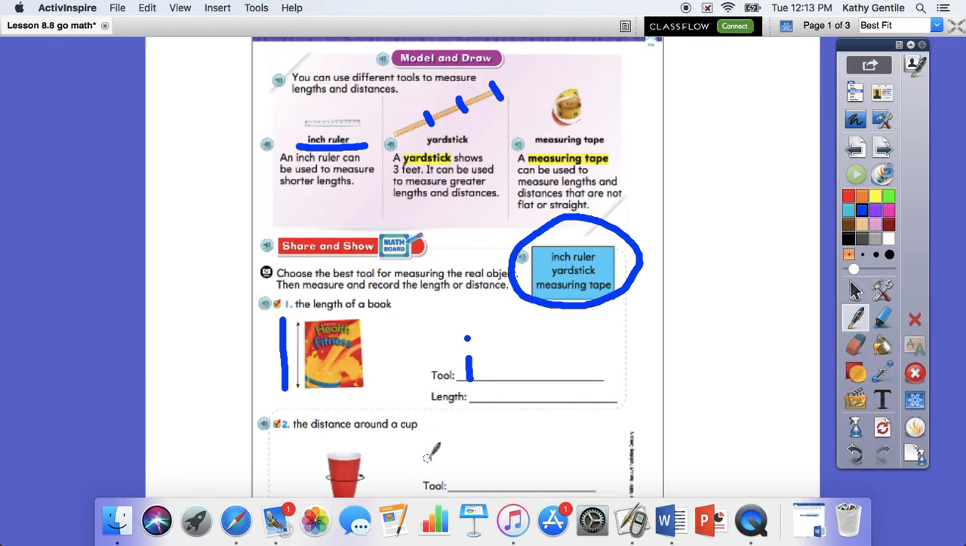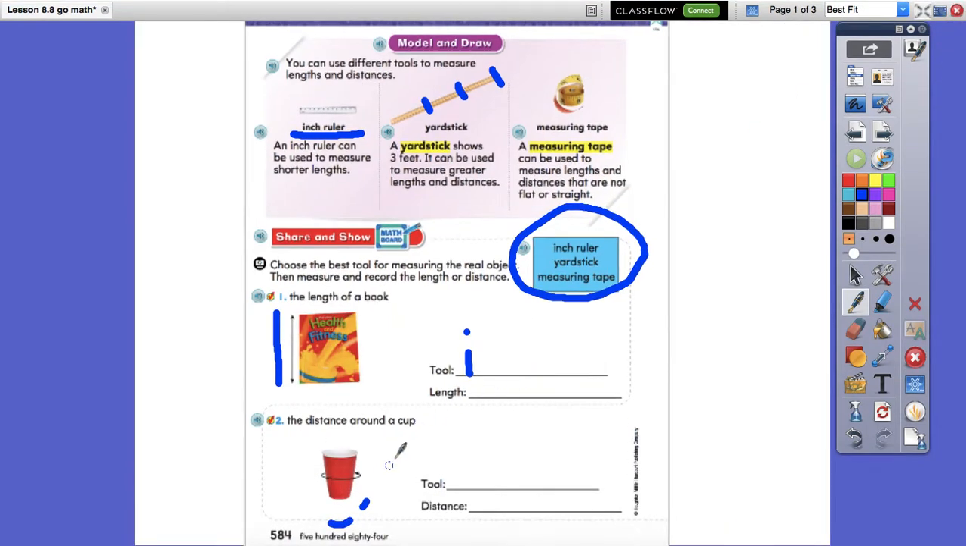Let's look at the next one, the distance around a cup. Here we have a cup. A cup is circular. It is not flat. It is not straight. And so the best tool to measure around a cup is a measuring tape. So I'm going to put an M here for measuring tape.